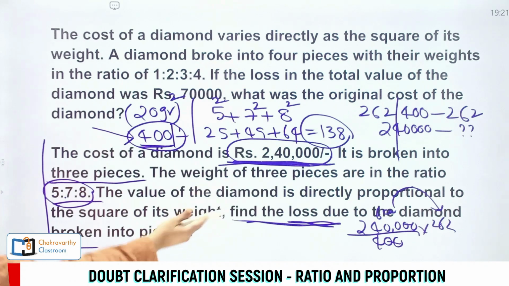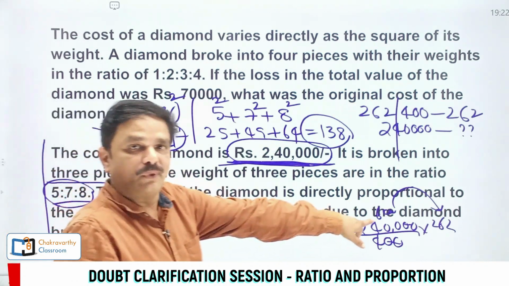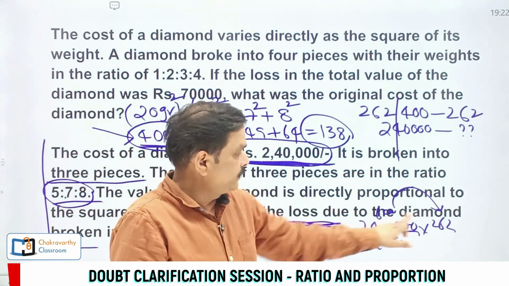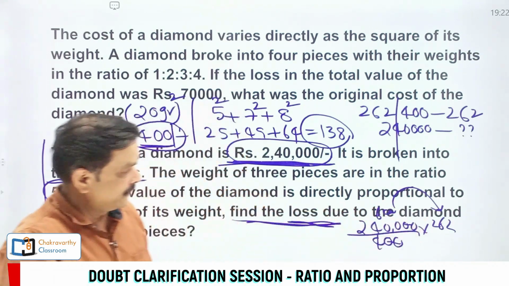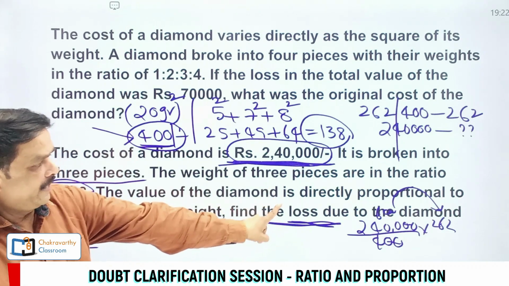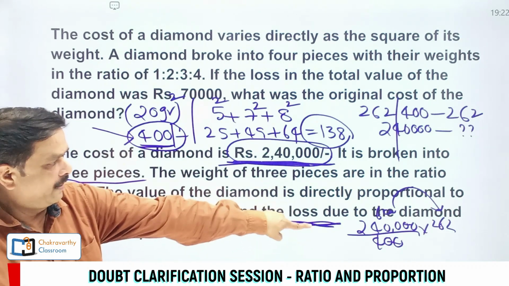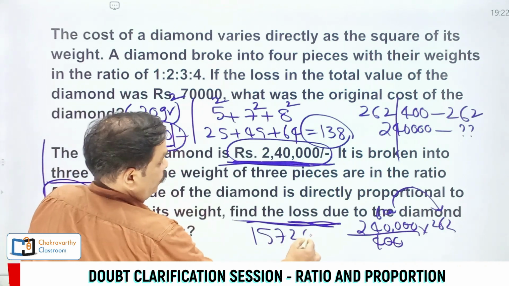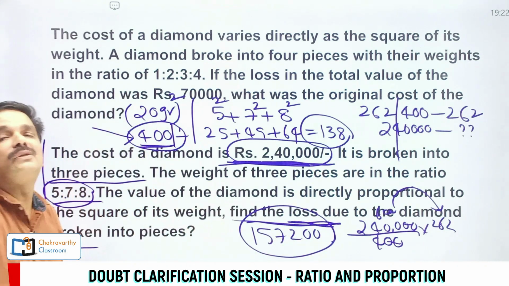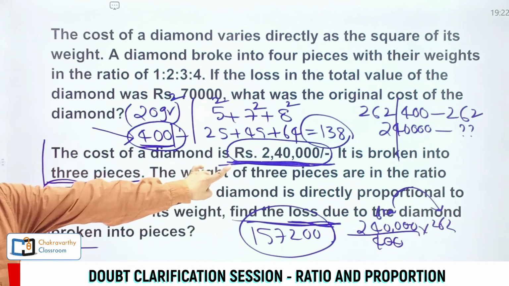You will get 600 into 262. How to do this, in the speed maths I told you. 600 into 200 you do first, 1,20,000. Then that is 36,000. 1,56,000 plus 1,200, 1,57,200. 1,57,200 is the right answer. This is the way, students. I hope this is clear for all of you.